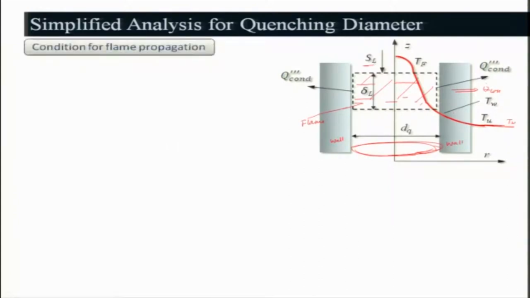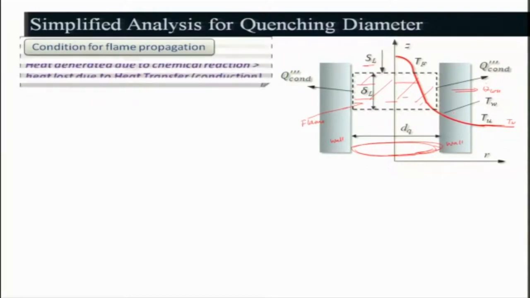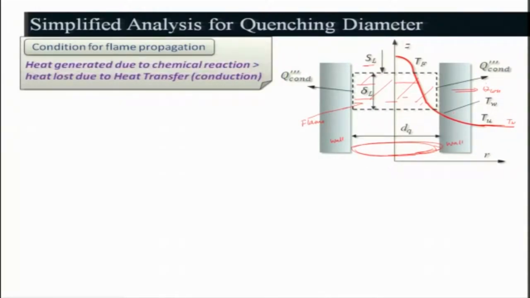With this assumption, we will look at the condition for flame propagation. The flame will propagate provided the heat generated due to the chemical reaction in the flame is greater than the heat lost due to heat transfer. Heat transfer can take place due to radiation and convection, but here we are talking about the wall, so heat conduction is more important. Even though the flame touches here, some radiation and convection will come, but once it reaches the wall, it is heat conduction only. Of course, at the outer surface there might be some radiation because the temperature is higher, but we are not considering that. We will consider heat transfer due to conduction only, and this is a simplified analysis, therefore we are taking that.